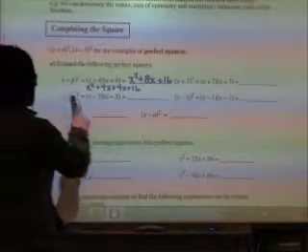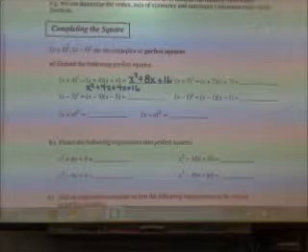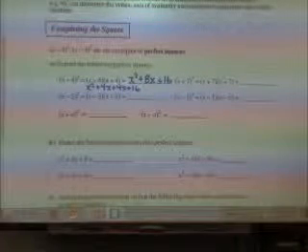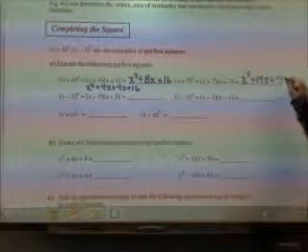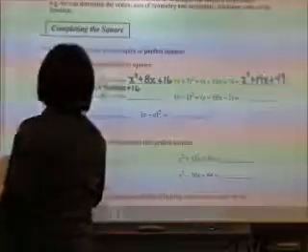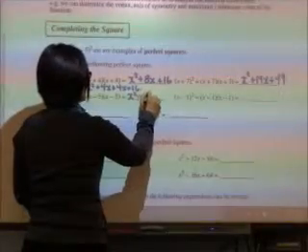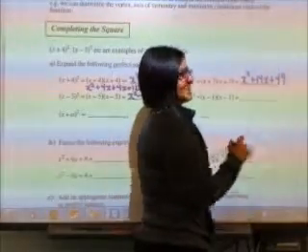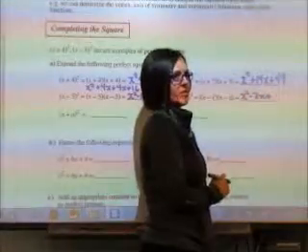What I would like you to do is finish the next 3 binomial expansions. So x plus 7 squared equals what? X squared plus 14x plus 49. X minus 5 squared. X squared minus 10x plus 25. And x minus 1 squared. X squared minus 2x plus 1. Minus 1 or plus 1? Plus 1.